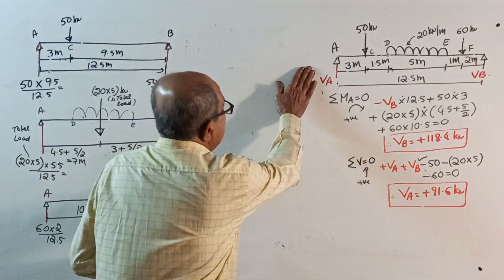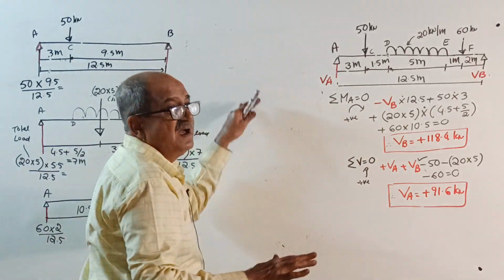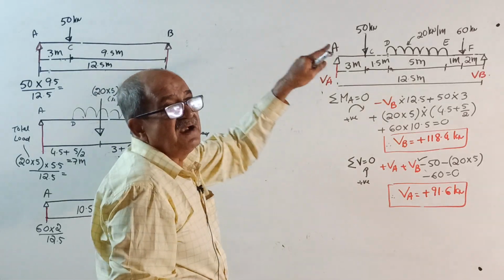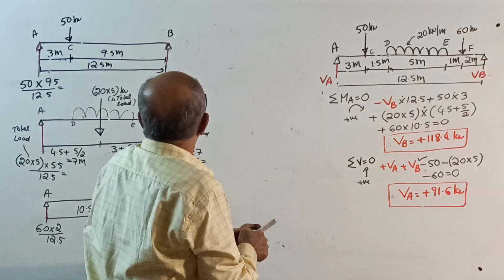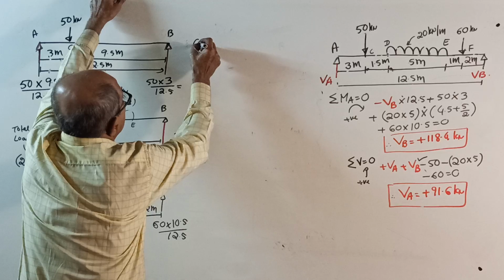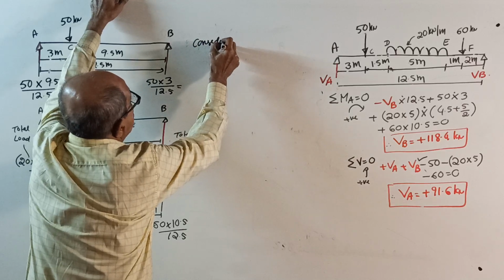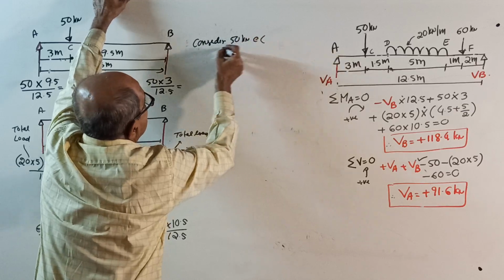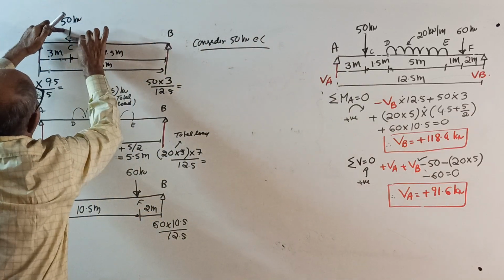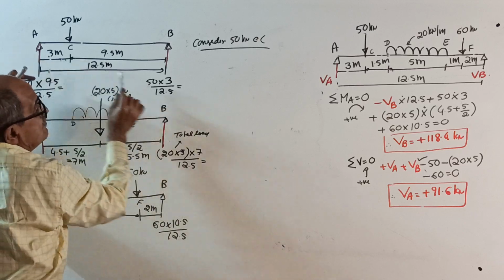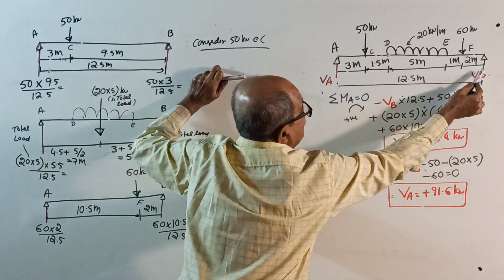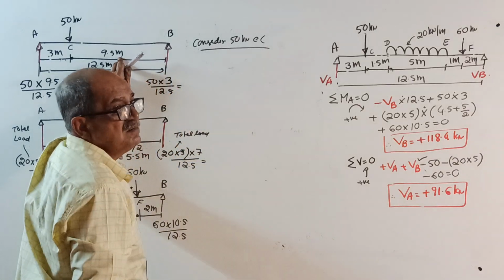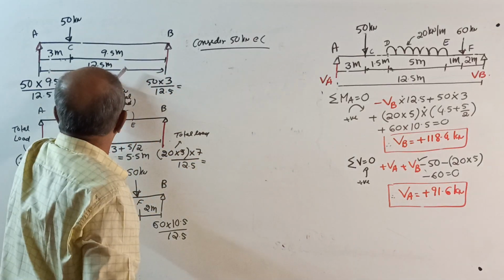Now, right here, we can apply it. How to apply? I told already, consider each load separately. So what I will do is consider which load? 50 kilonewton at C. See here, 50 kilonewton here. This is 3 meter, so from here, 12.5 minus 3 is 9.5 meter. Span is 12.5 meter.